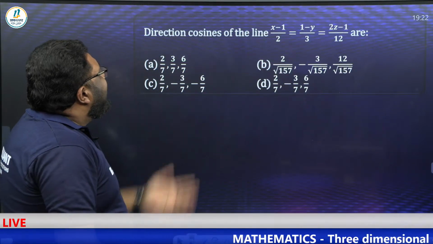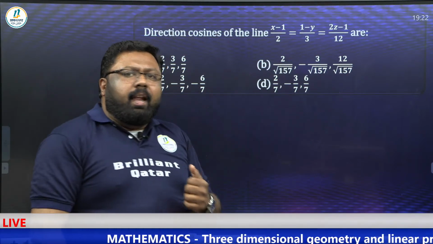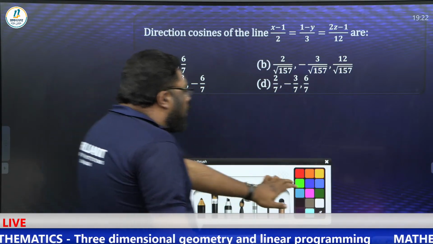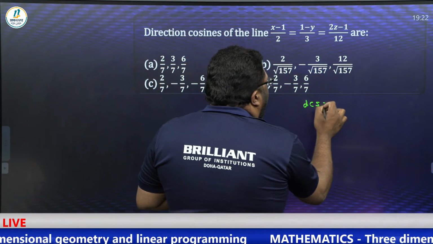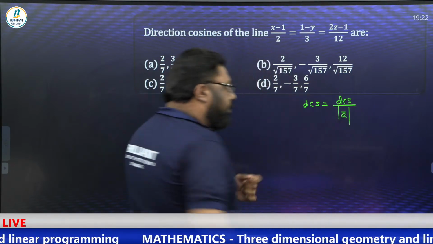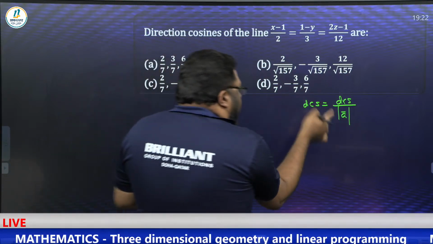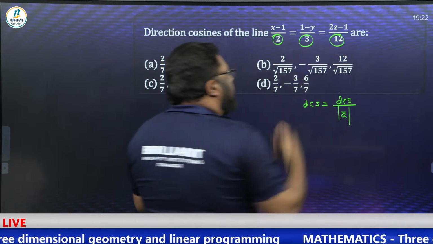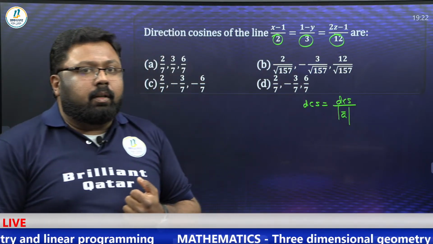Moving on. Direction cosines of this line. Why I put this question is, many students make mistakes. Whenever they see direction cosines, they know that direction cosines are obtained by direction ratios divided by the magnitude. We know that. Okay? But many directly take these numbers and get the answer. Wrong. Can you tell me the reason?